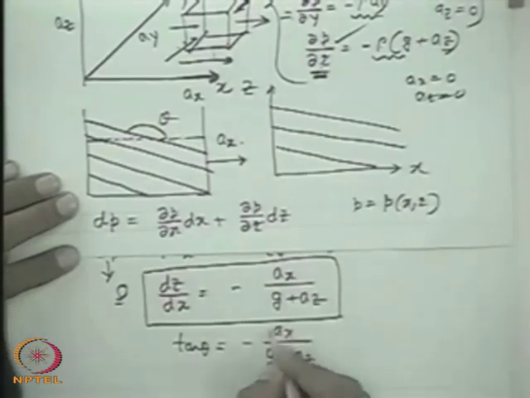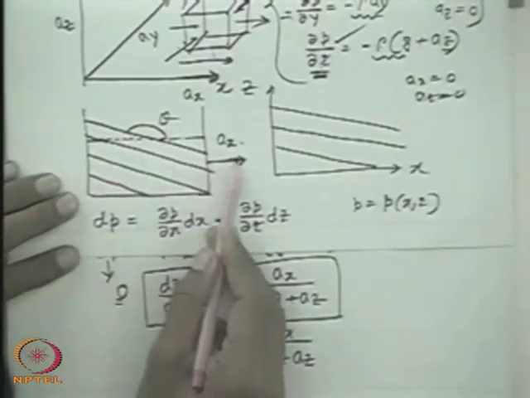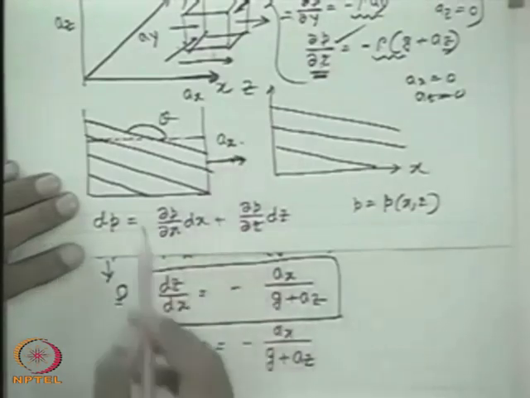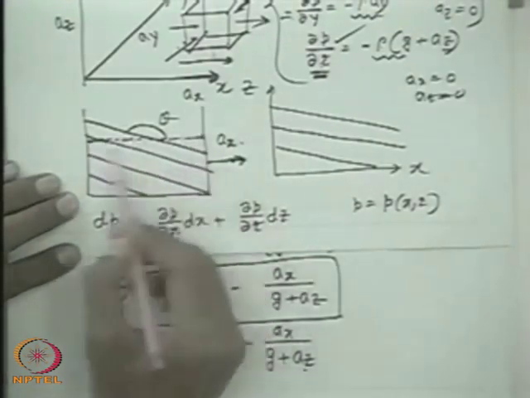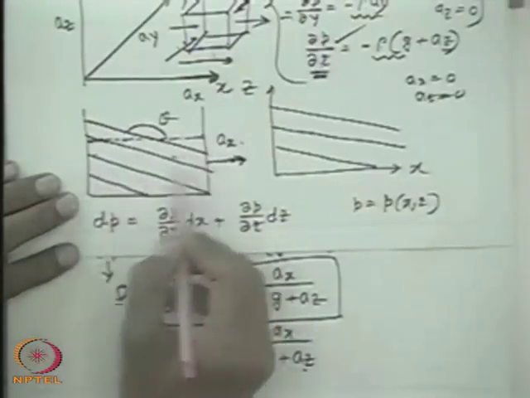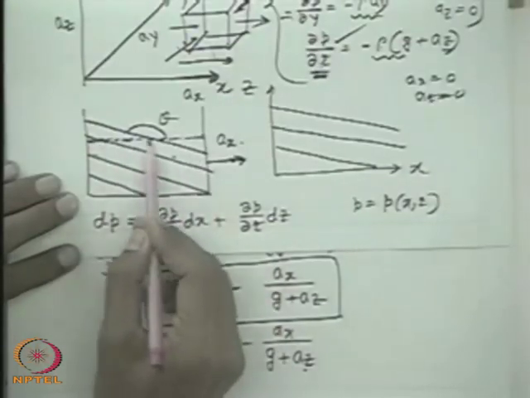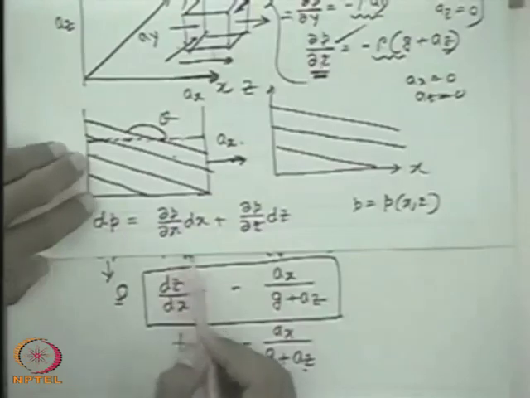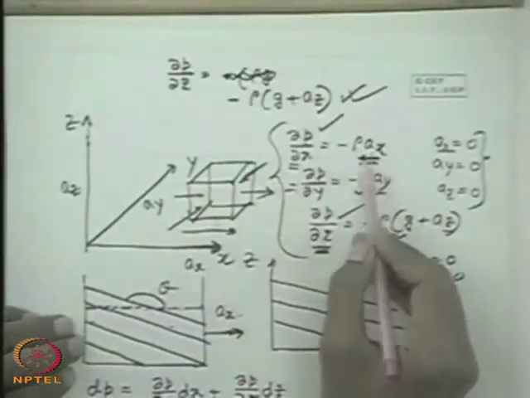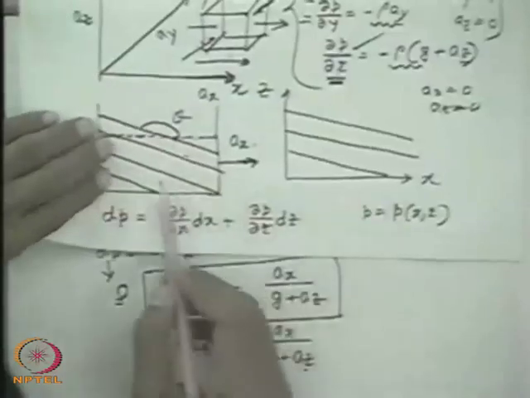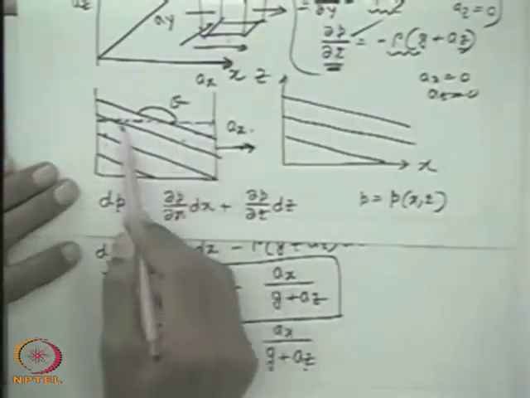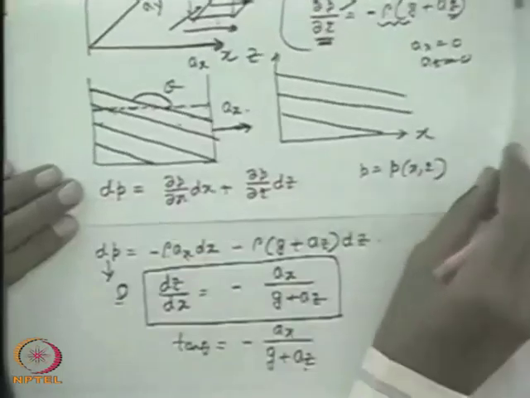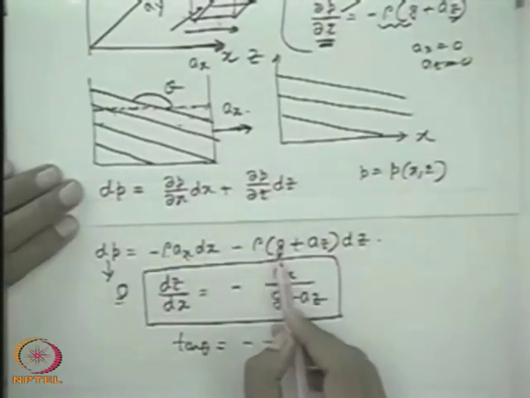Now when ax is 0, that means there is no acceleration in this direction. Even if there is an acceleration in z direction, the constant pressure lines will be horizontal, because there is no pressure variation in the x direction, since del p del x is minus rho ax. So ax is 0, there is no pressure variation. That means it is simply giving the horizontal line as the constant pressure line, but del p del z will be given by rho g plus az.